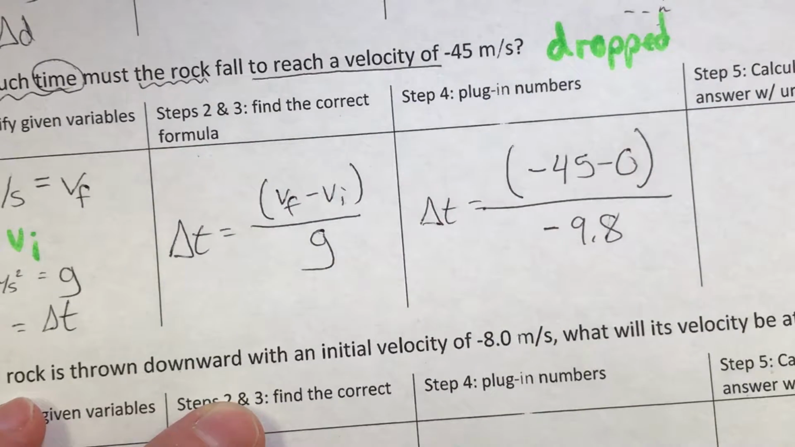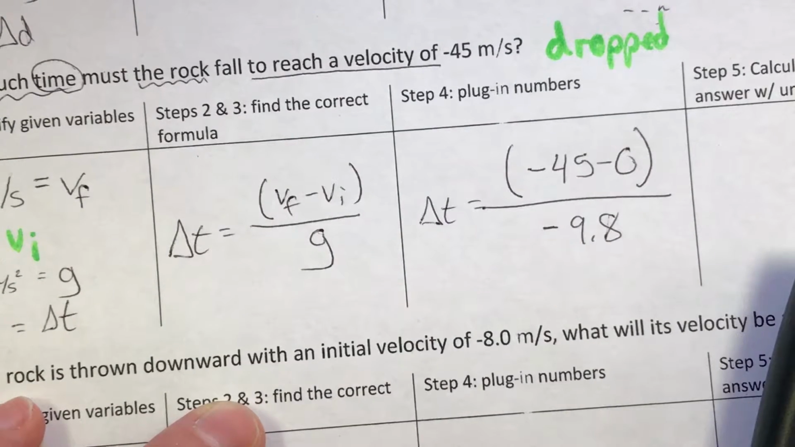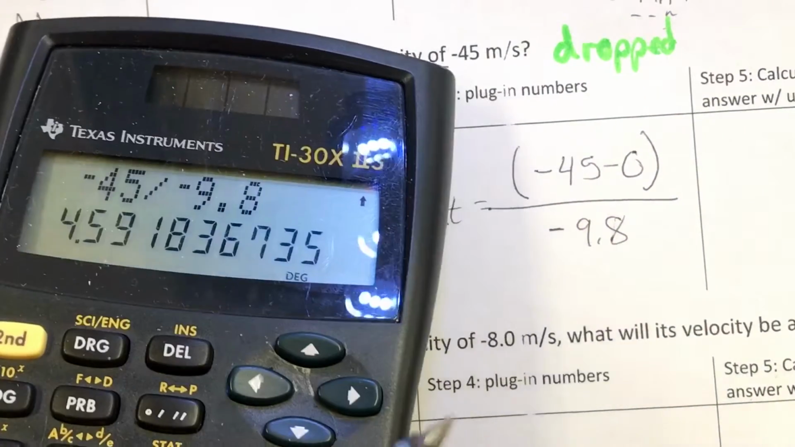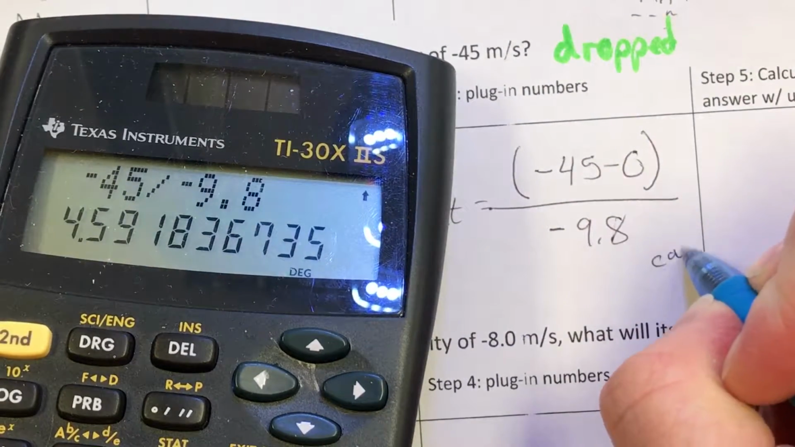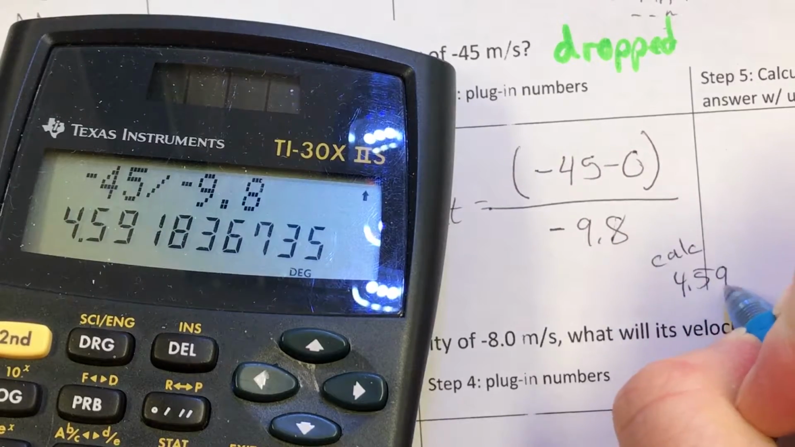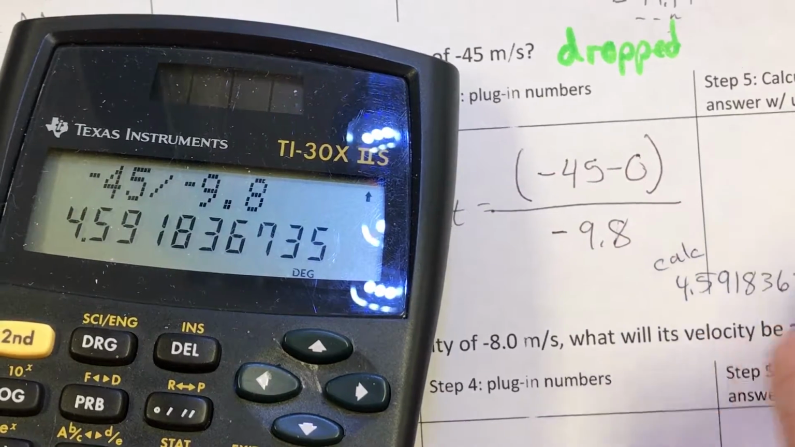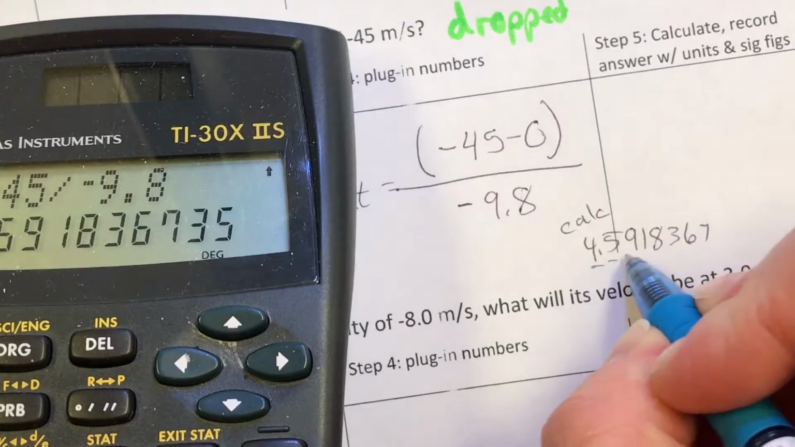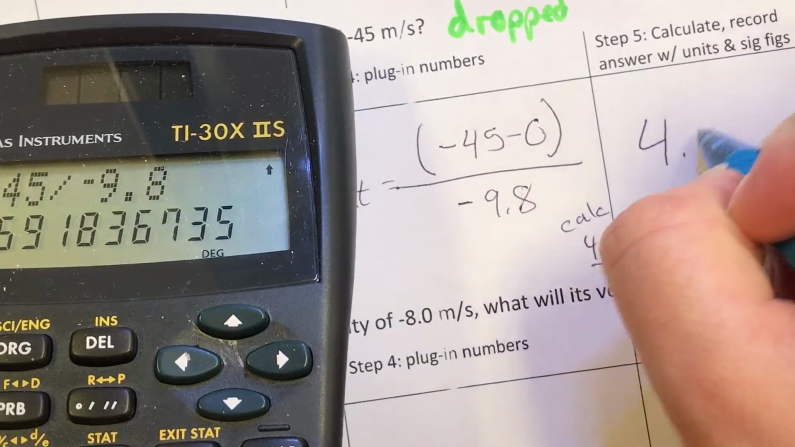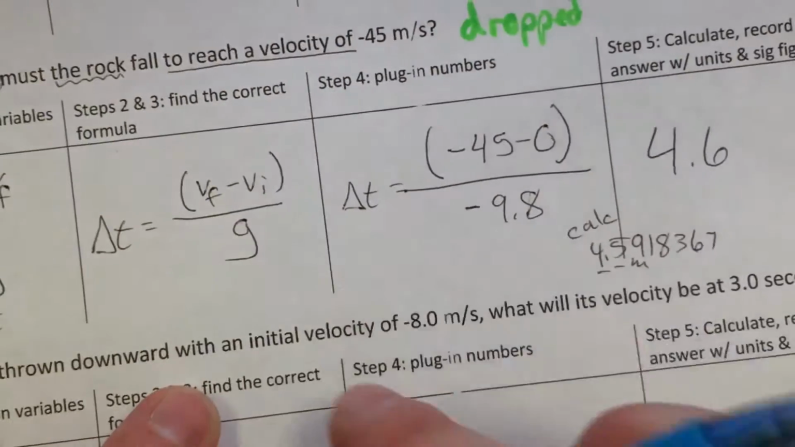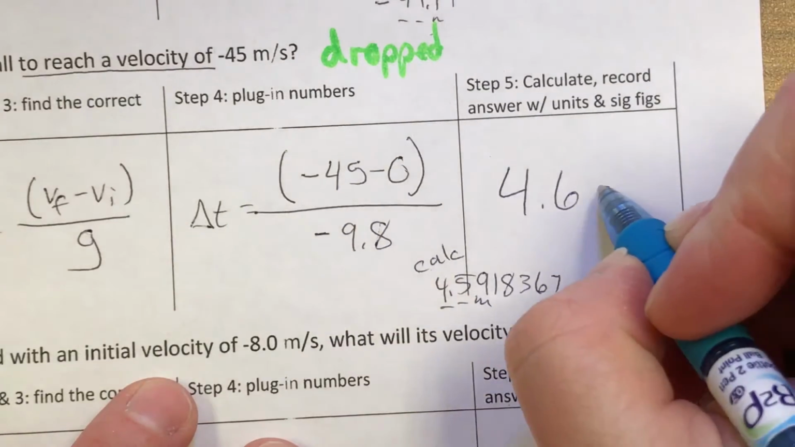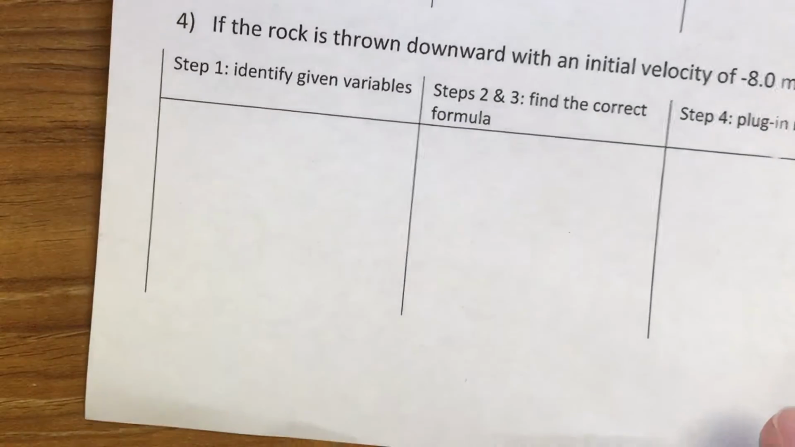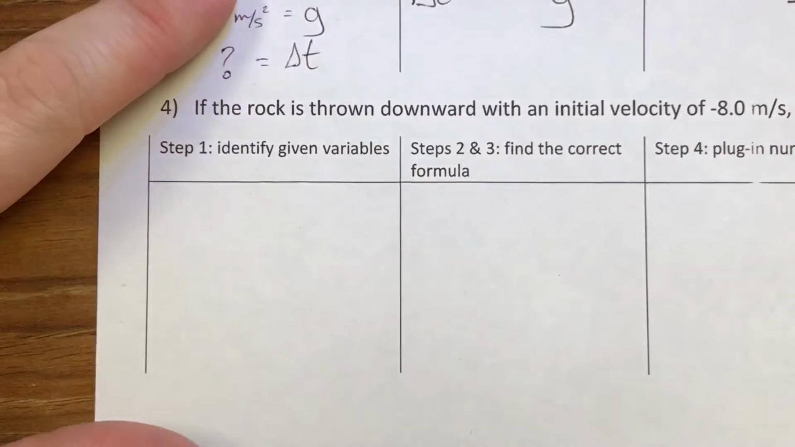So a negative 45 minus 0 gives us a negative 45. A negative 45 divided by a negative 9.8, negative divided by negative gives us a positive. Calculator says 4.5918367, and so on. Significant figures, just 2. So the 4 and the 5, the 9 is going to round the 5 up, so we get 4.6. We are solving for time, so units are seconds. Okay, question number 4.